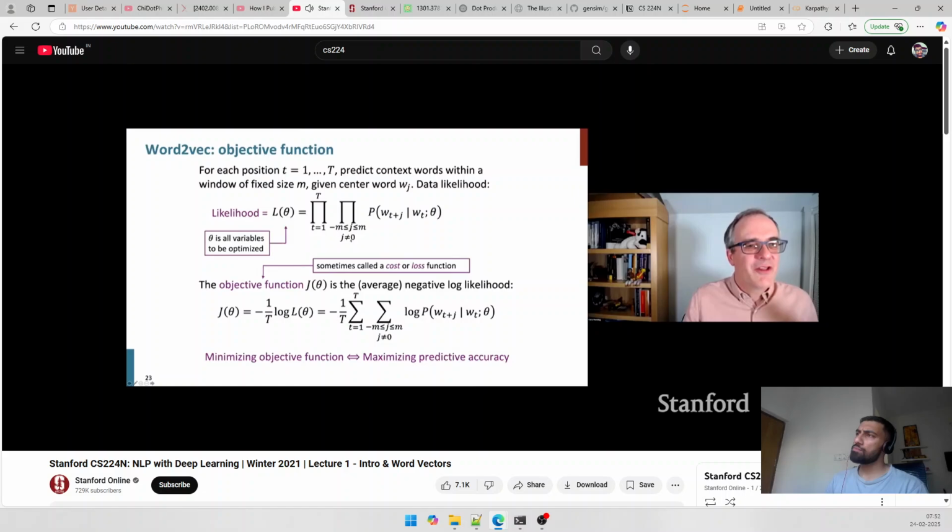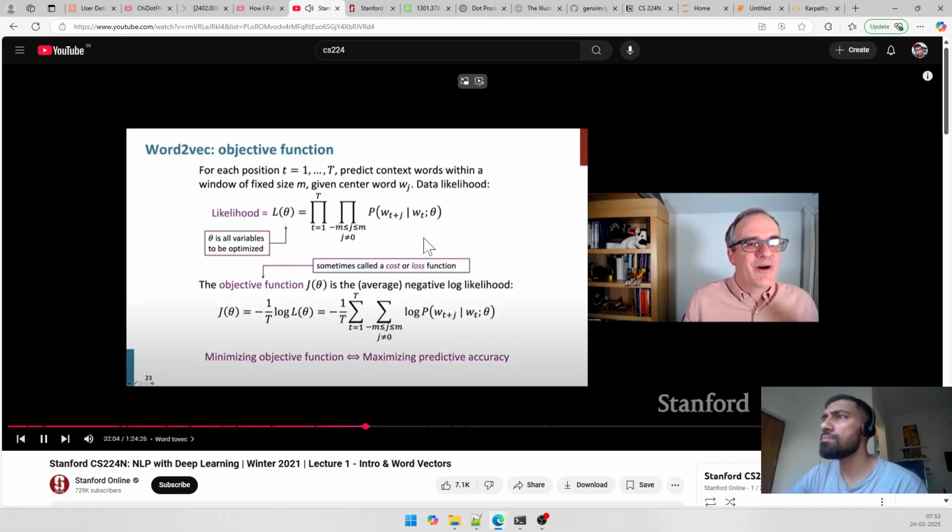And so to learn this model, we're going to have an objective function, sometimes also called a cost or a loss, that we want to optimize. Essentially, we want to maximize the likelihood of the context we see around center words. But following standard practice, we slightly fiddle that because rather than dealing with products, it's easier to deal with sums. And so we work with log likelihood. Once we take log likelihood, all of our products turn into sums. We also work with the average log likelihood.